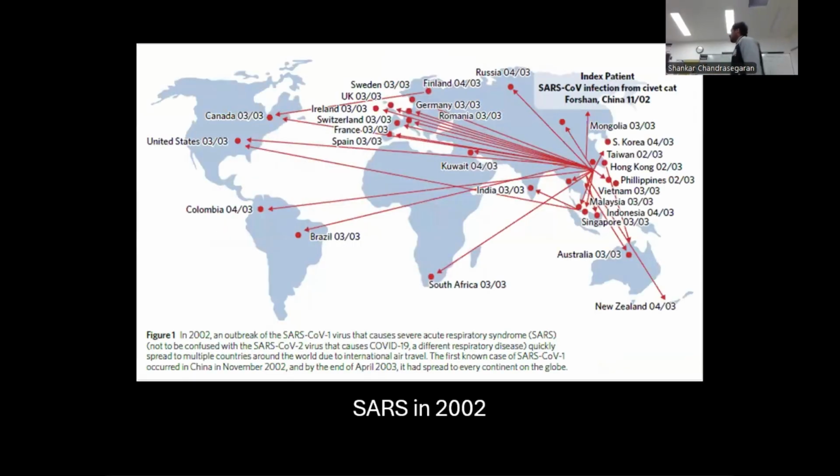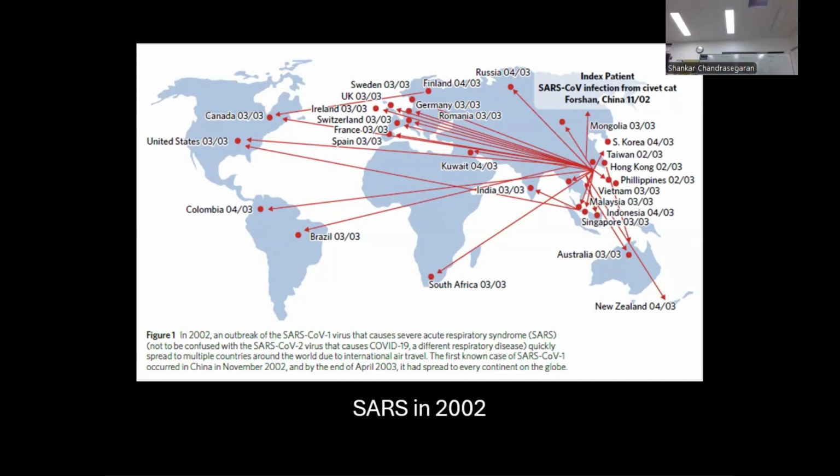So the potential of a pathogen to be spread all over the world. We've already seen that in the past before COVID even happened in 2002 with SARS-CoV-2, where even though it started in a, where did it start again?